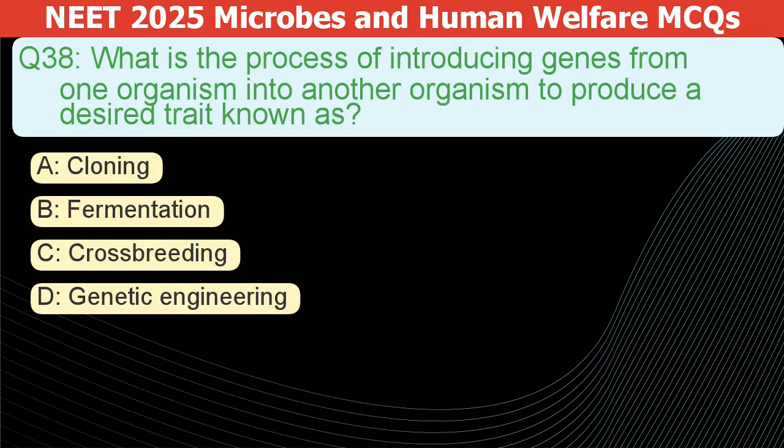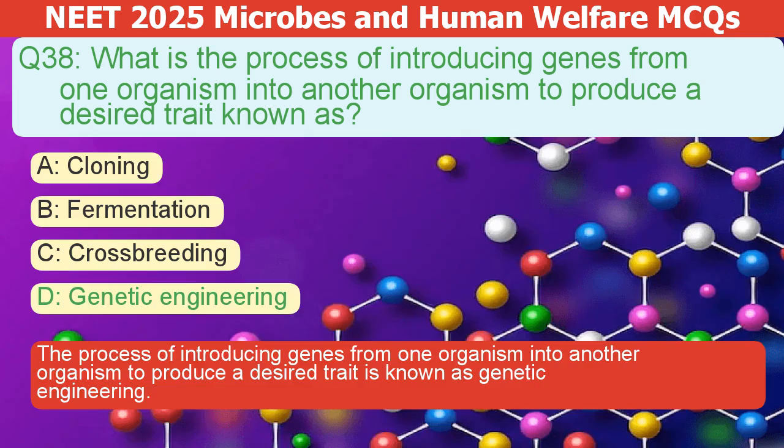What is the process of introducing genes from one organism into another to produce a desired trait known as? A. Cloning. B. Fermentation. C. Crossbreeding. D. Genetic engineering. The correct answer is D. The process of introducing genes from one organism into another to produce a desired trait is known as genetic engineering.